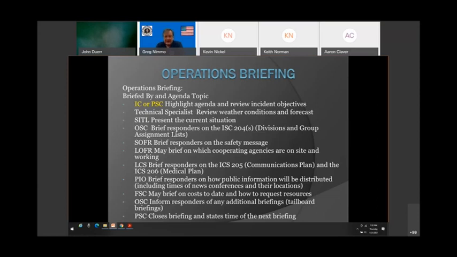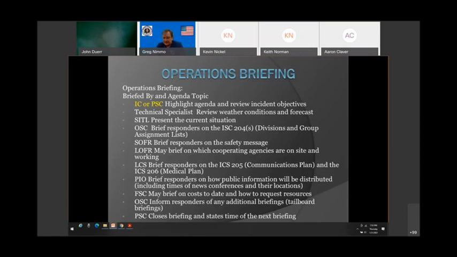And then you have the operations section chief kind of giving them an idea of where they're going to be. A lot of times what will happen is you'll have this meeting, and then people will go off and have a tailboard or whatever kind of meeting they're going to have to talk about those 204s. The operations section chief will say, okay, we're going to send this division over here.